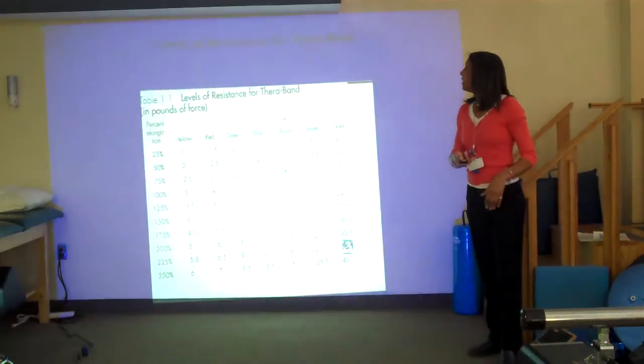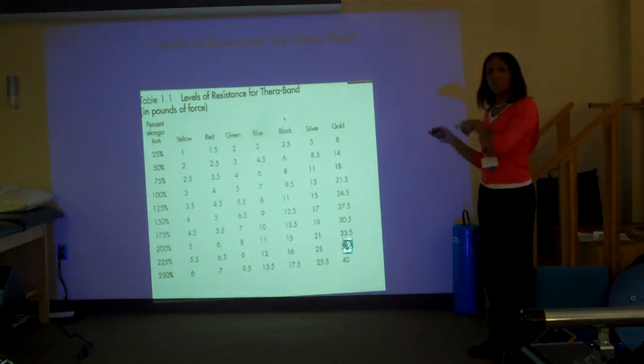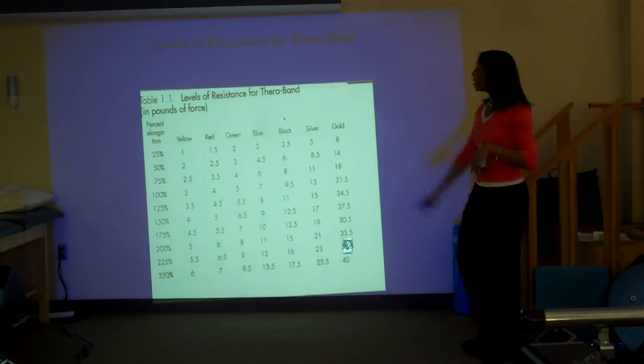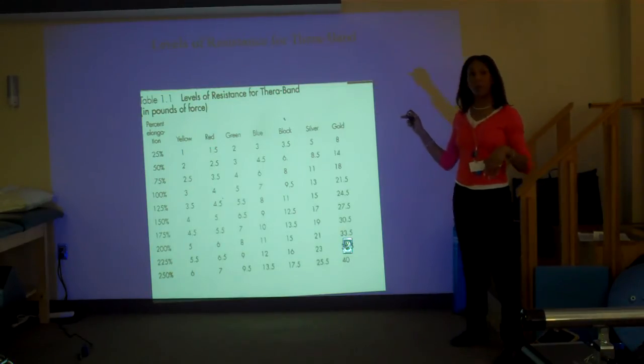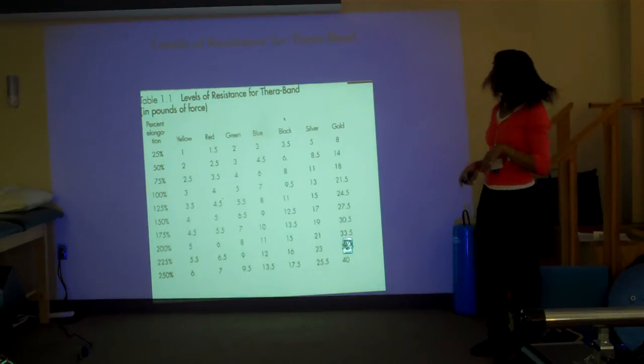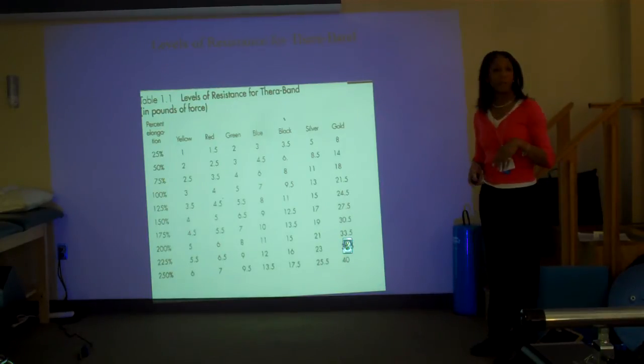No. All right, so this is one of the slides. You probably have a tougher time reading it on your handout because it's pretty reduced, but it is in the book. Based on the research, they've shown the level of resistance for the TheraBand. You can see the different colors going on the horizontal axis: your yellow, red, green, blue, black, silver, and gold. We have some blue, but we don't have the black, silver, and gold here.